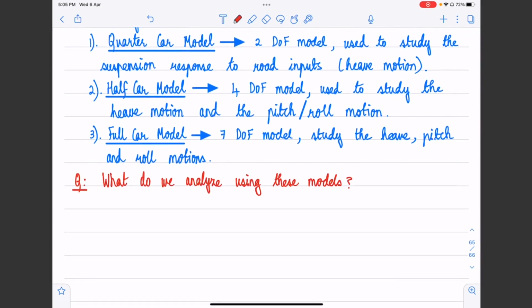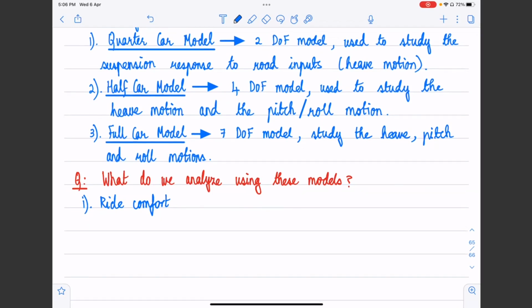Okay, so we can analyze ride comfort. As the name indicates, ride comfort denotes the level of comfort that the occupants of the vehicle have when the vehicle is being driven on rough surfaces, right? So the road surface is not exactly a smooth surface, right? It is going to have irregularities and roughness. So when the vehicle is driven on this rough road, the question that naturally arises is, what is the impact felt by the occupants of the vehicle? And that is what we are going to study under ride comfort.